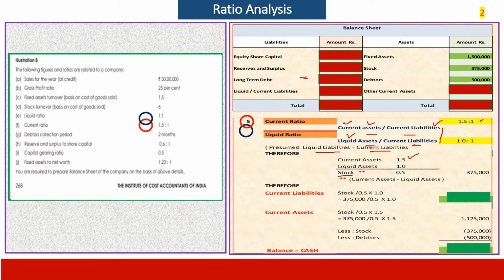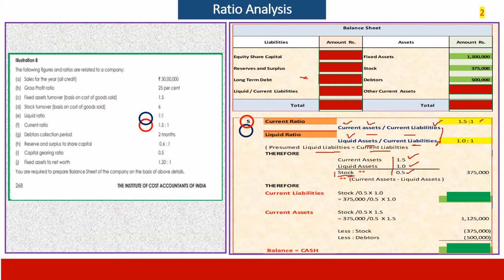That is the weight. In case of liquid assets, what is the weight of liquid assets over current liabilities, which are also equal to liquid liabilities? It is 1. We know that current assets minus liquid assets is equal to stock. Just understand this simple equation. If current assets is equal to 1.5, stock is equal to 0.5.